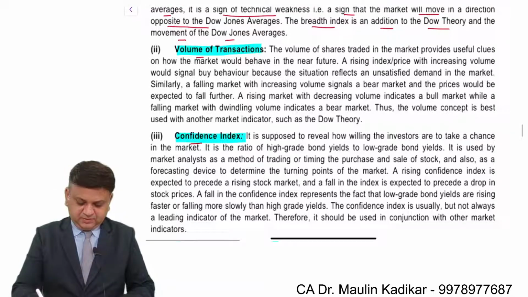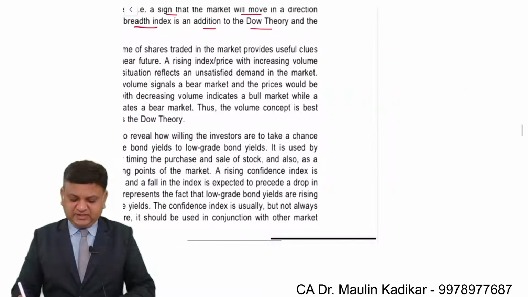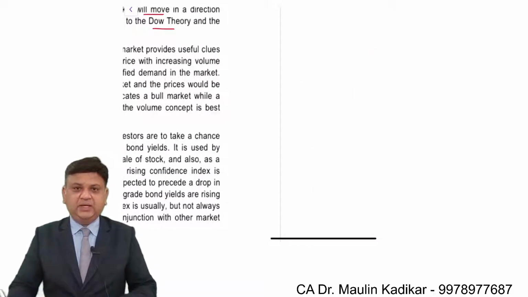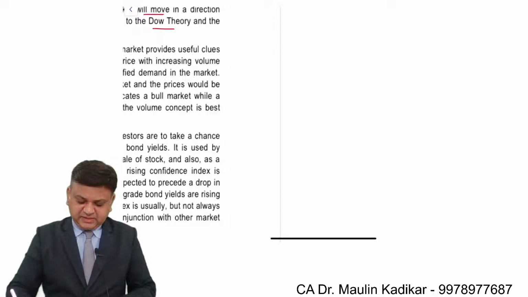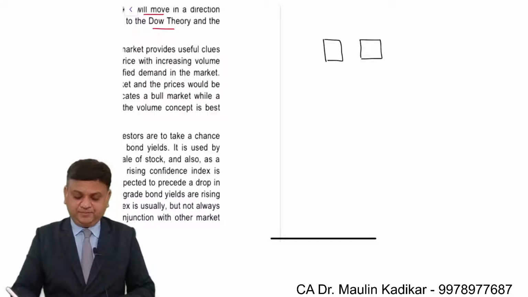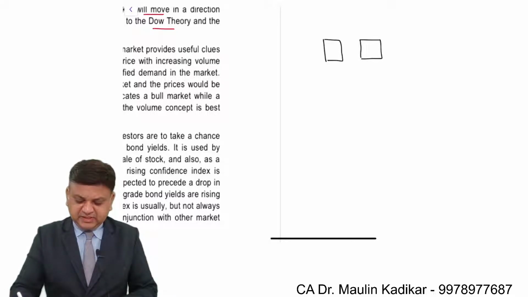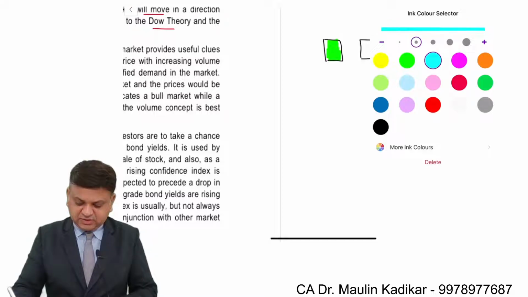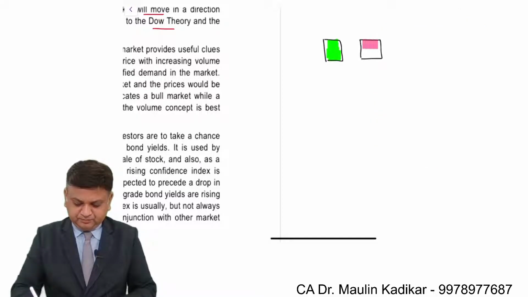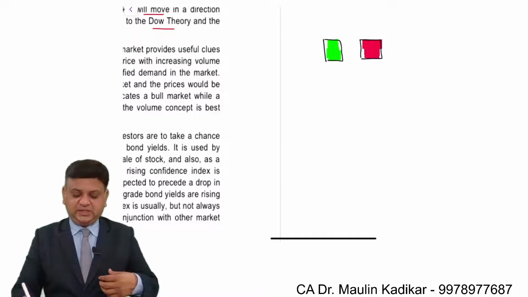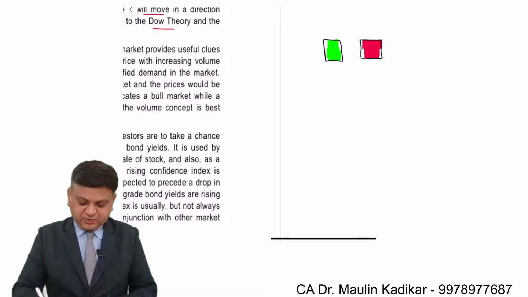Volume of transactions. Now what is the volume of transactions? Let us understand. We understand, friends, that we have seen two types of candles. Basically, we have seen a green candle and a red candle. The green candle indicates that the prices are moving up, and the red candle indicates that the prices are moving down. This is what we have understood. Nothing is special in this case, as we have already discussed it.